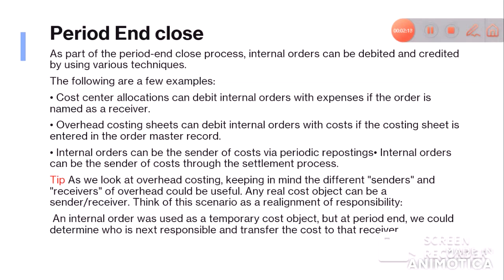So as we look at overhead costing, keeping in mind the different senders and receivers of overhead could be useful. Any real cost object can be a sender or receiver. Think of this scenario as a realignment of responsibility. An internal order was used as a temporary cost object, but at period end we could determine who is next responsible and transfer the cost to that receiver.